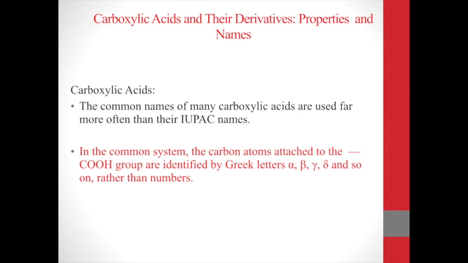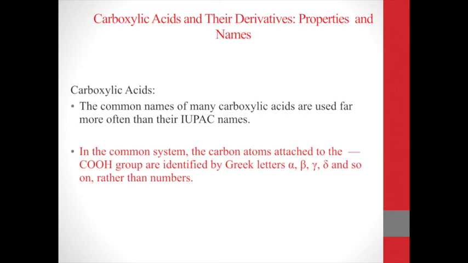Common names are used for the most part with carboxylic acids. They were some of the first organic compounds to be isolated and purified. So just some examples: formic acid, lactic acid, acetic acid. They are known by their common names, not by their IUPAC names. In the common system, the carbon atoms attached to the carboxyl group are identified by Greek letters rather than numbers: alpha, beta, gamma, and so on.